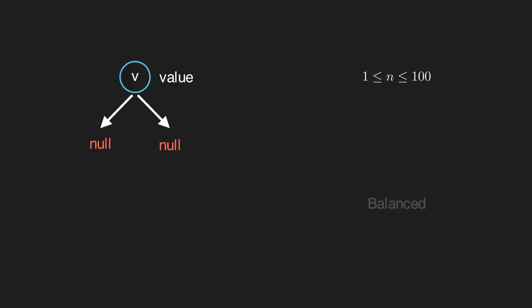Let the tree be T with root R. Each node V stores a value, a left child reference, and a right child reference. Either child reference may be null, so the tree may be unbalanced. The number of nodes satisfies 1 ≤ n ≤ 100. Therefore, we must handle a single node, long one-sided branches, and ordinary branching trees without assuming that both children exist.